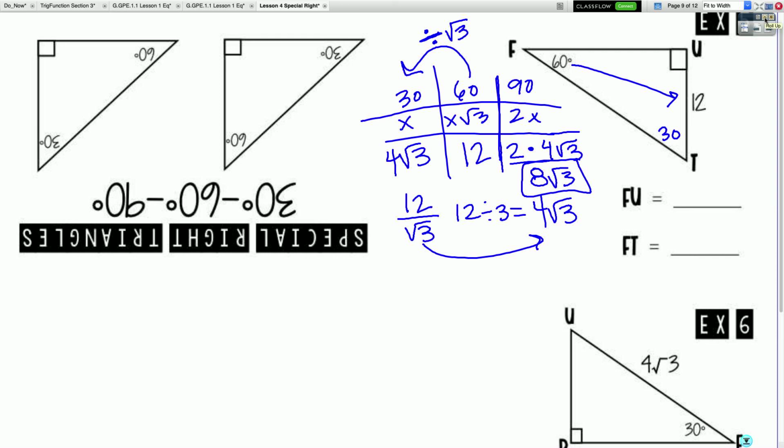Okay, so what's FU? 4 square root of 3. And then across from 90, FT would be 8 square root of 3. That one was a little tricky.